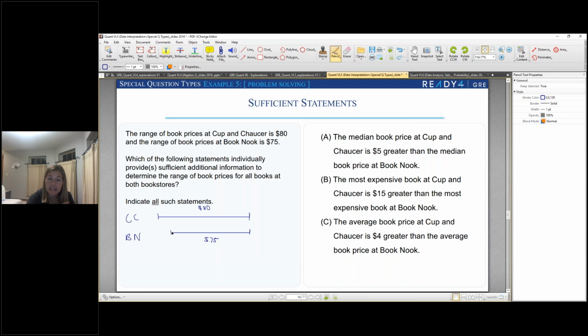And your job with these statements is to reason which one gives you enough information to know the range of the books. Okay, is the question clear? Do you understand what they're asking? They're basically saying, how much do these things overlap? Okay, so let's reason through these together then.